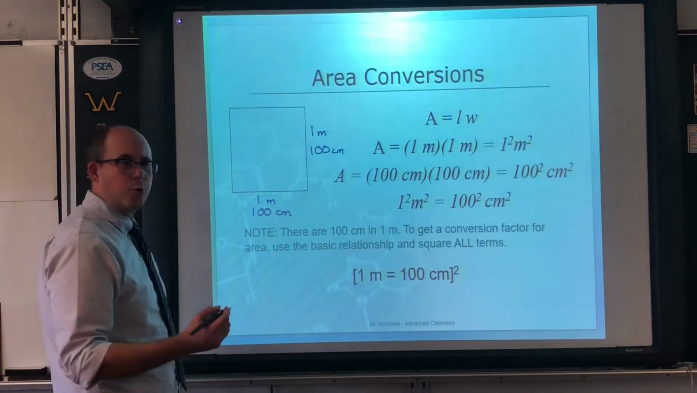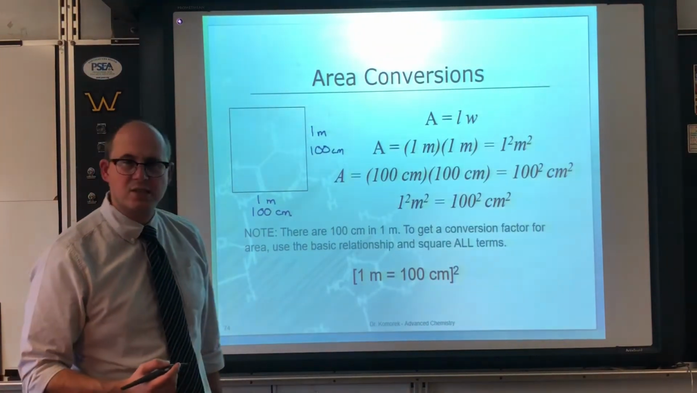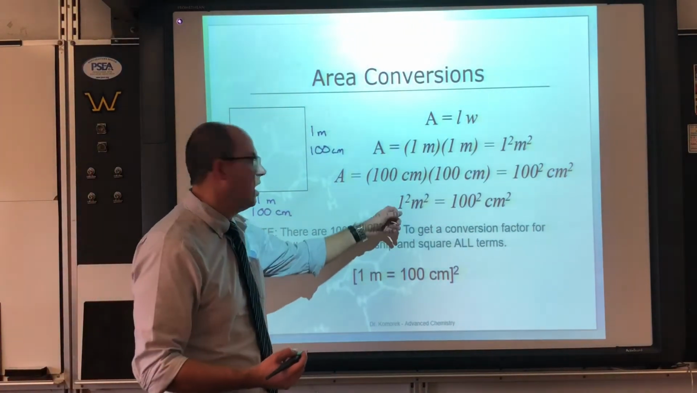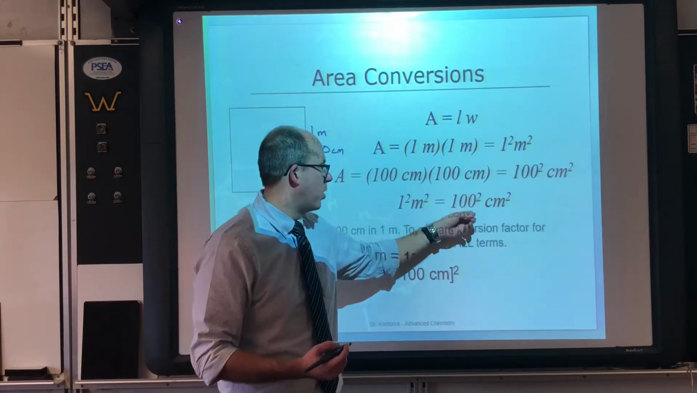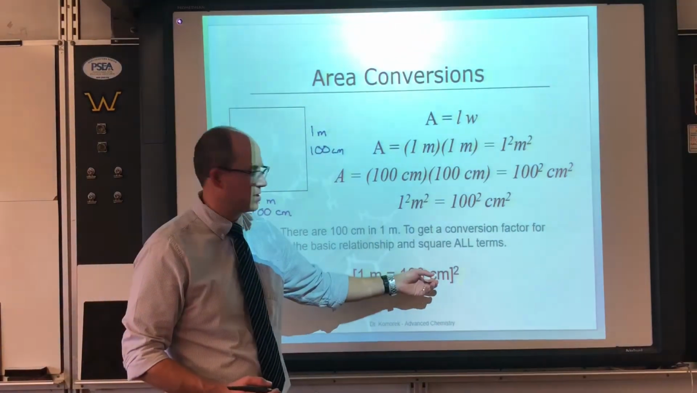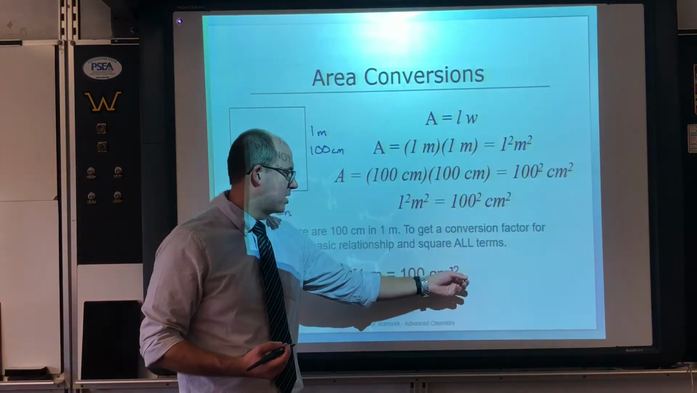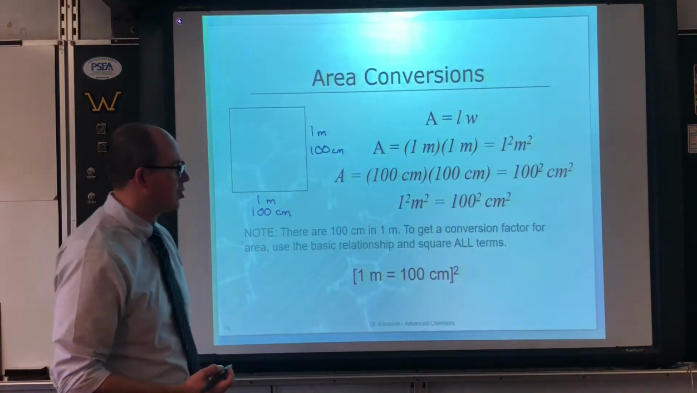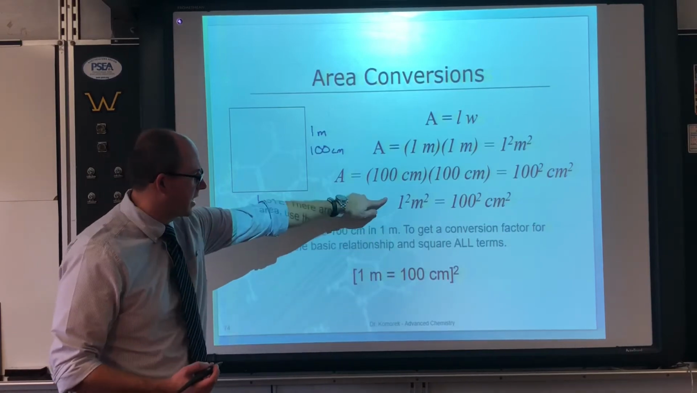Now, the reason why I chose not to write it as 1 meter squared equals 10,000 square centimeters is this. We can see a relationship that we're familiar with. 1 meter is 100 centimeters. And it's written here, 1 meter is 100 centimeters. When we are working with squared units to convert, we take the conversion factor and square every single part of it. So 1 meter is 100 centimeters, you square it, you get this.